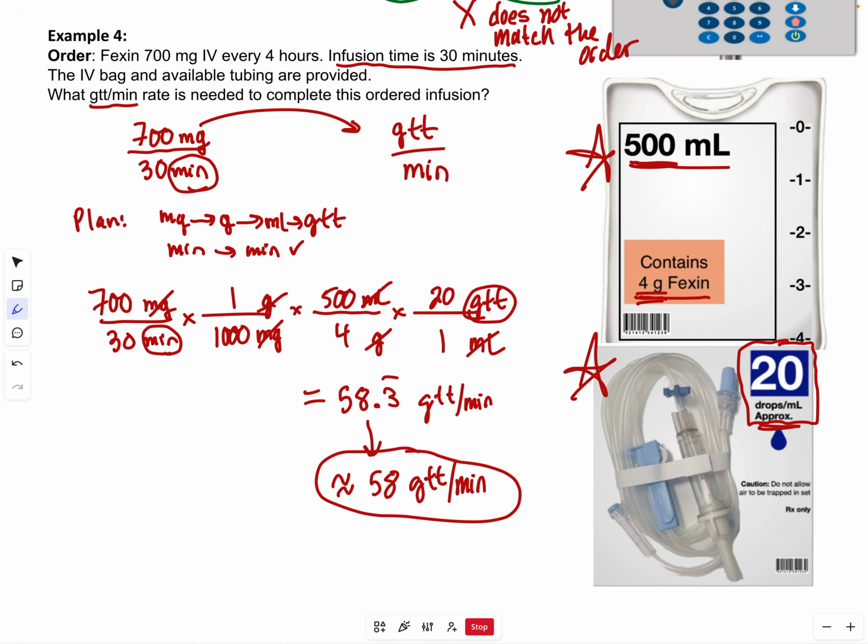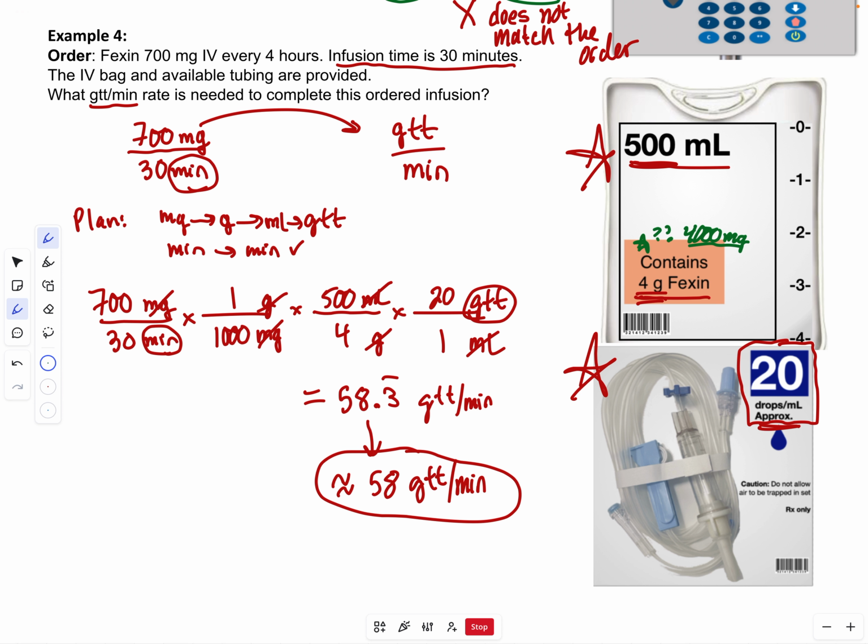There's lots of ways that you could have done this without showing the dimensional analysis that I have here. Some students like to look at this problem and say, well, I need milligrams. In order for the bag to match the order, I would love if this bag was already in milligrams. So they'll look at this and say, well, I know I need milligrams. 4 grams times 1,000. This bag has 4,000 milligrams of the drug. If you are comfortable doing that, that makes sense to you, by all means, feel free to do that.